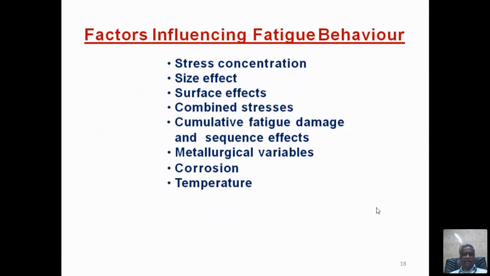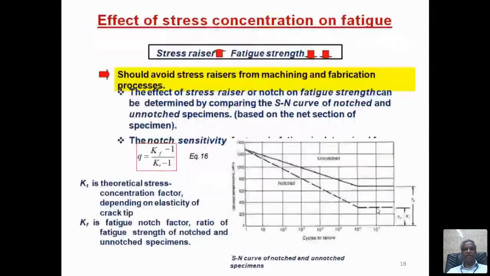I'll take another 10 to 15 minutes. So what are the factors influencing the fatigue behavior? There are many factors, as I told yesterday. Stress concentration is one factor. Size of the specimen is one factor. Surface characteristics are another factor. There are also metallurgical variables. Corrosion is one factor, temperature is one factor, and combined stresses. We'll see some of the effects of these parameters.